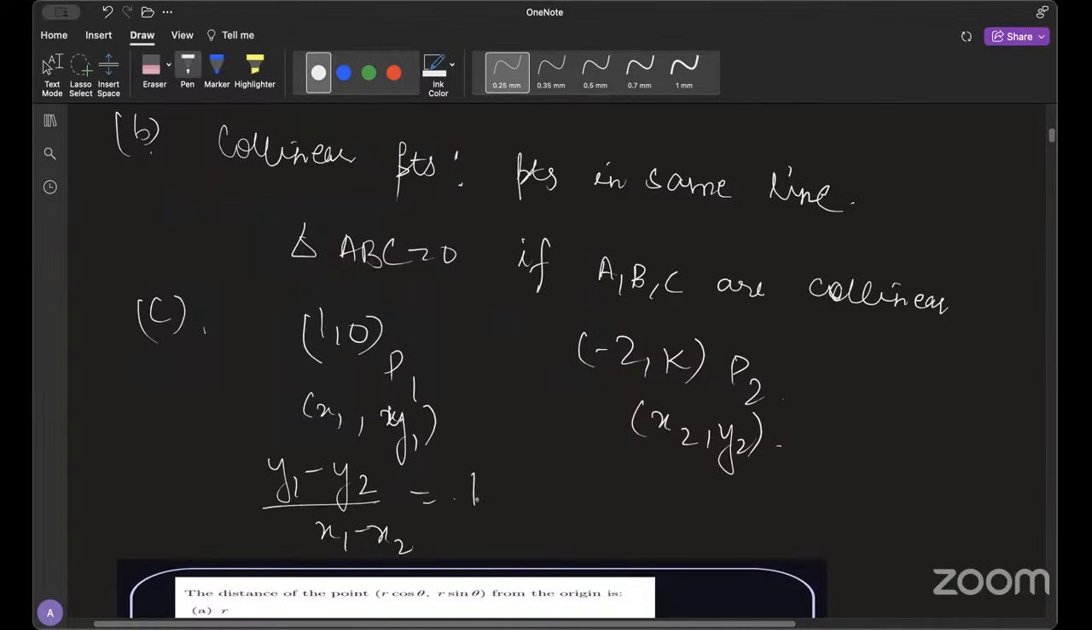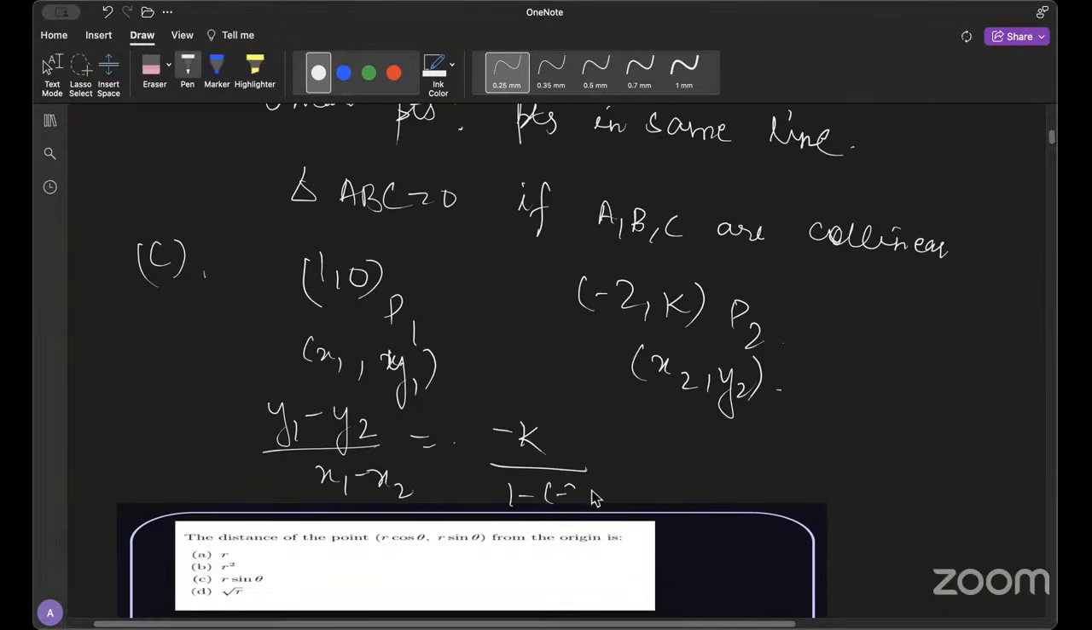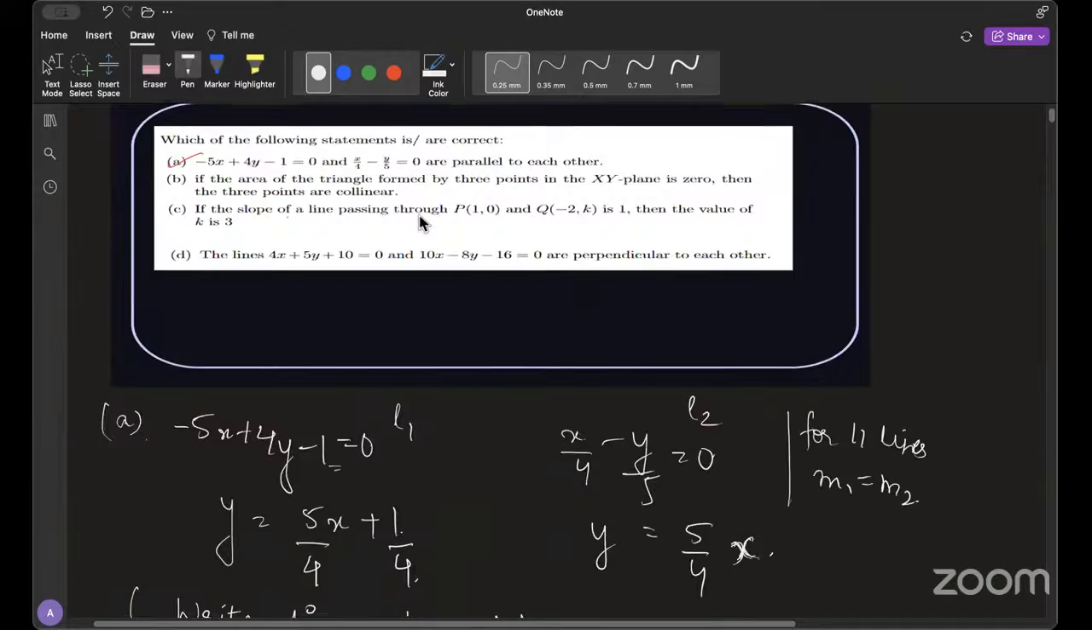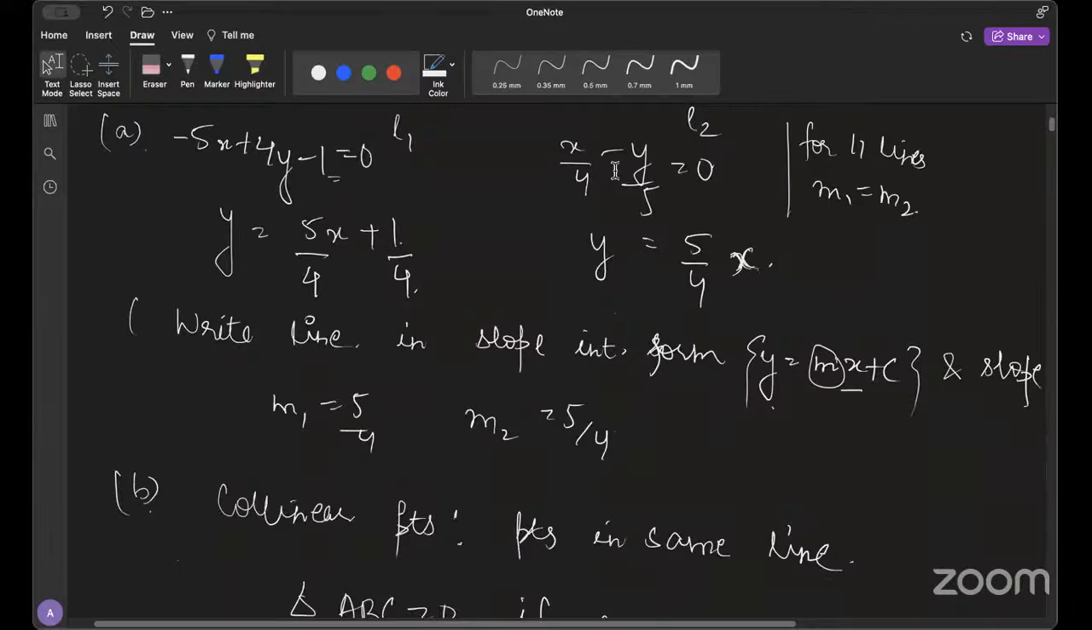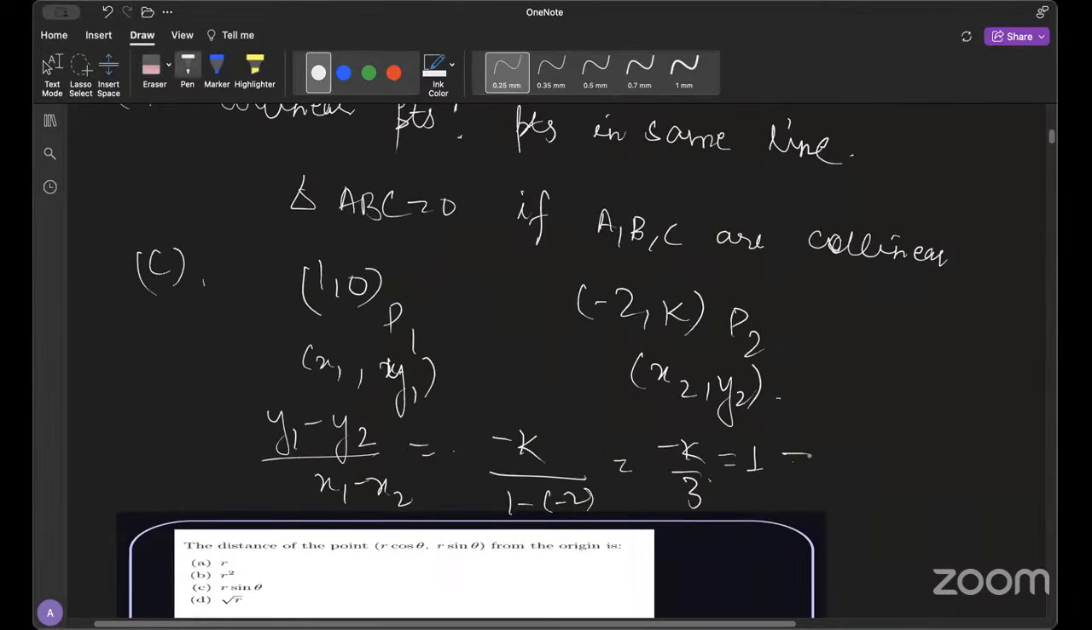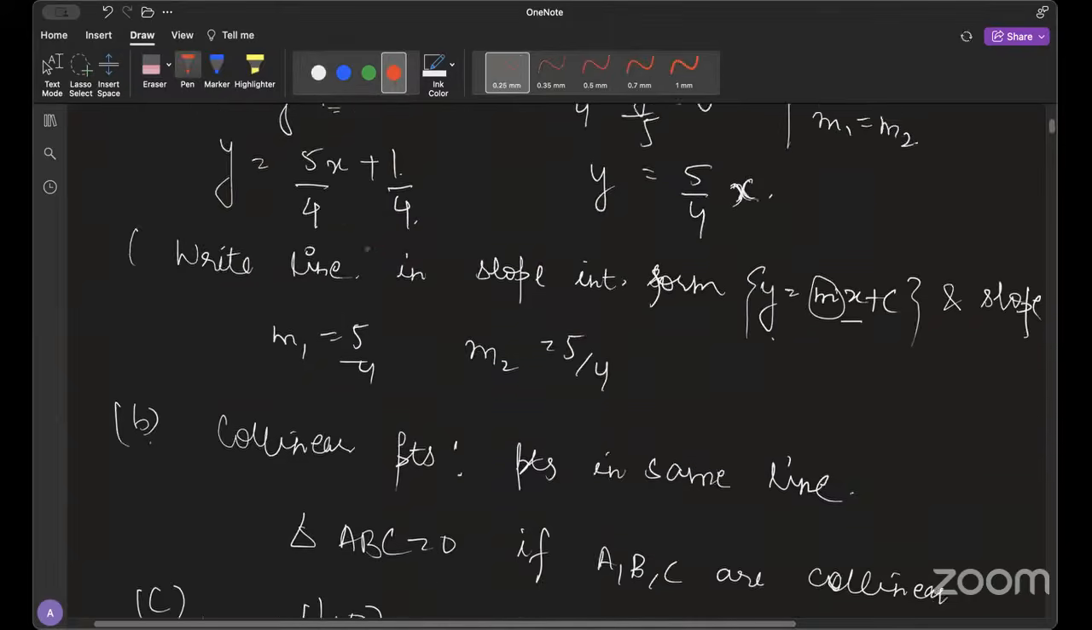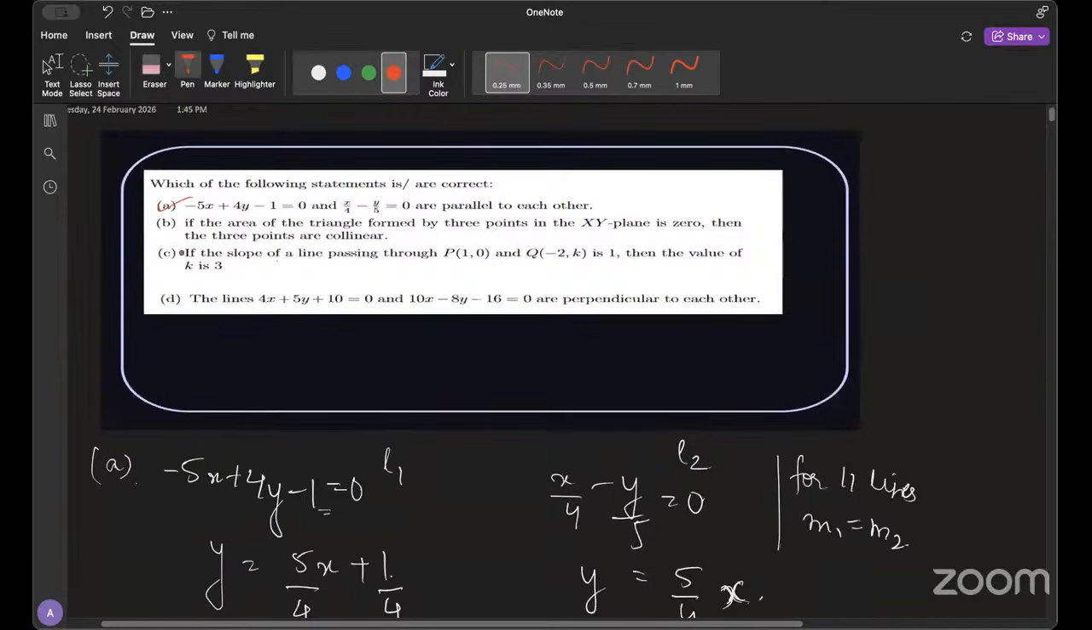So y1 is 0, right? If you compare these, y1 is 0 and y2 is k, so this becomes minus k. And x1 minus x2 becomes 1 minus of minus 2, so it's 3. So this is minus k by 3. The option says that the slope of the line that passes through these points is given to be 1. This implies that k should be equal to minus 3. The option says k should be equal to 3, right? This should be an incorrect option.